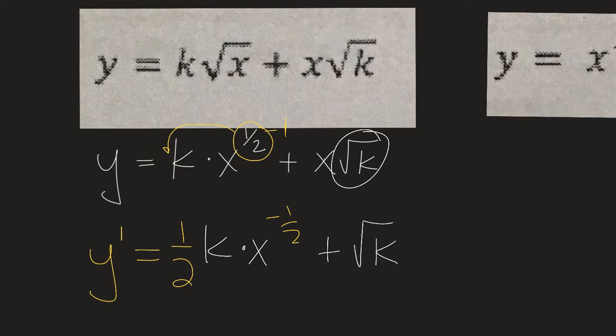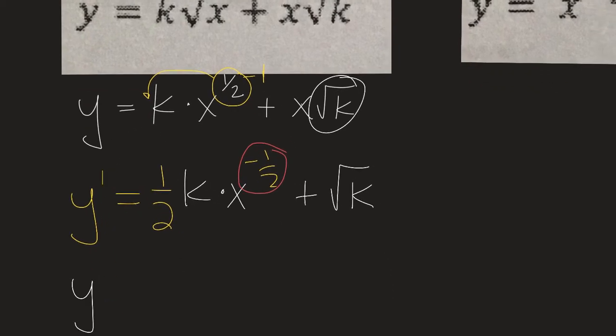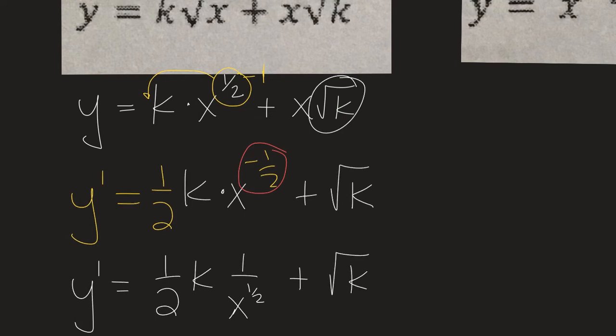Okay, so we have to do one more thing, and that is deal with this negative power. To deal with the negative power, we put it in the denominator of a fraction. So we have 1/2 k, and then we have 1 over x to the 1/2. Okay, and then of course plus root k right here.